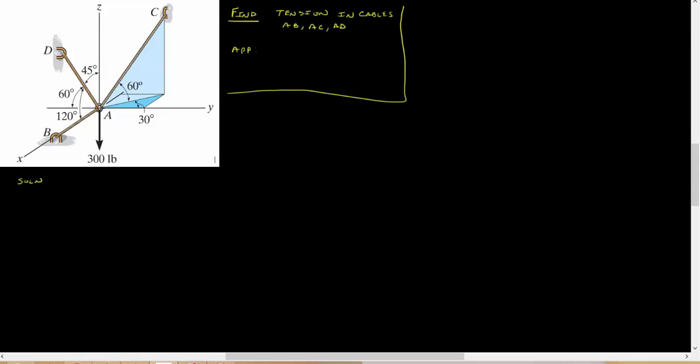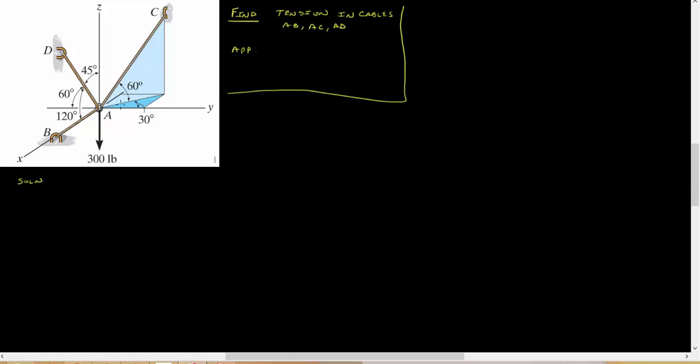Now for AD, we are given a 45-degree angle from the z-axis, a 60-degree angle from the y-axis, and note that that's going to be a negative y, and 120 degrees from the x-axis to AD. So that means it's also going to be in the negative, if you can think of it that way. It's going to be 60 degrees negative or 120 degrees, whichever way you want to look at it.